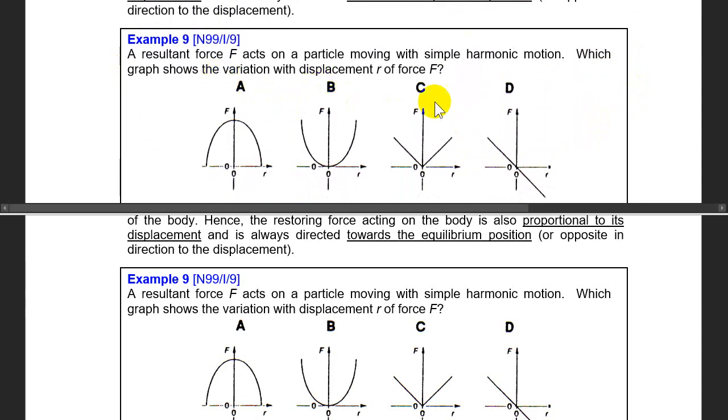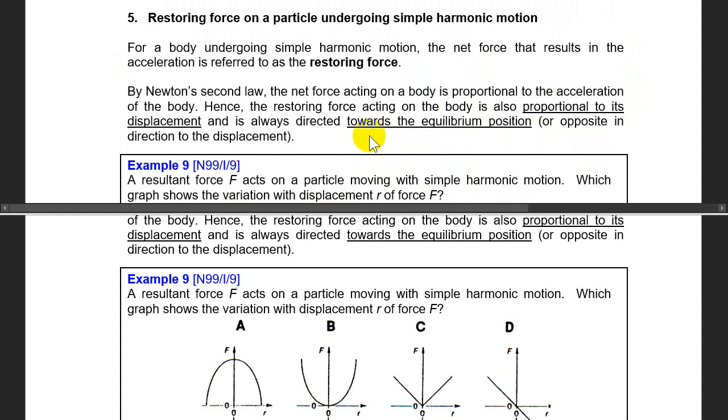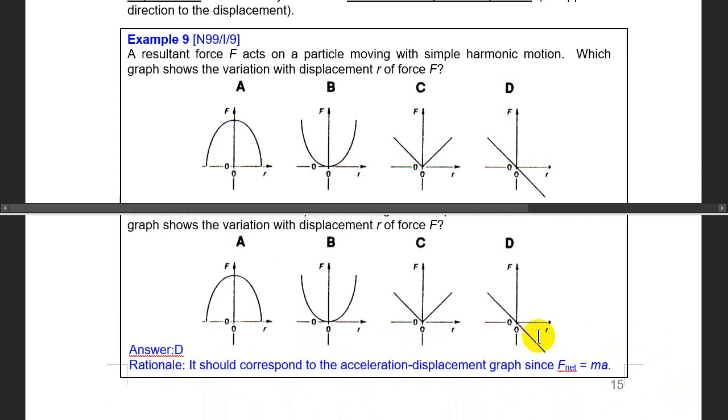So actually A, B, C are all out. C is a straight line, but the gradient changes. And not only is it a straight line throughout, its gradient is constant, and its gradient must be negative because the force is opposite in sign to the displacement. So the graph of net force against displacement must be one single straight line graph with negative gradient throughout. So the answer is, yes, answer is D. So that's example 9.